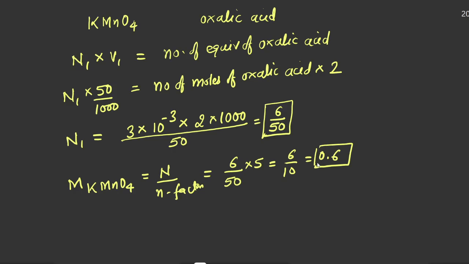So this is the molarity of KMnO4. The normality of KMnO4 in acidic medium, that we have. So from that we have calculated the molarity of KMnO4. So molarity remains the same. So now we have to calculate the normality of the same solution in alkaline medium.